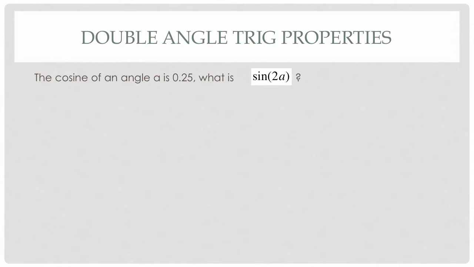The cosine of an angle is 0.25. What is the sine of twice that angle? All right, so what do we got? The cosine of some angle is 0.25. How do I find the sine of double that angle? Well, remember, we want to find an exact value. So what I need to do to be exact is remember that the cosine, let's rewrite 0.25 as 1/4.